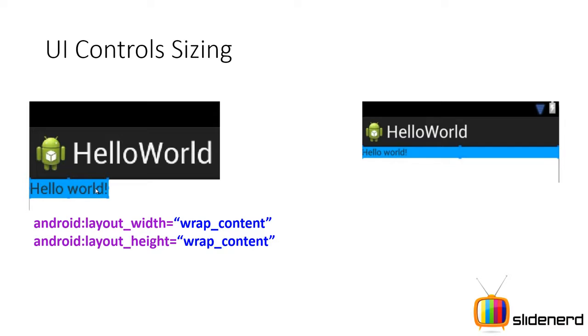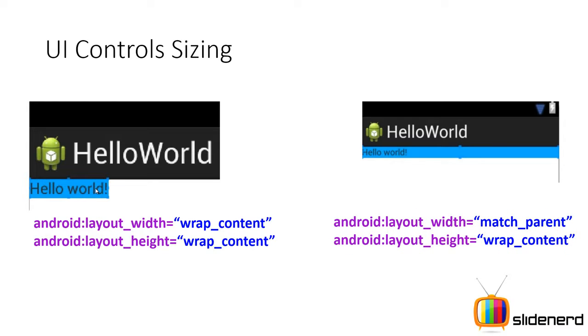Now if you see the second case, you guys can probably figure out what is going on. Your hello world is fully wide, right? It takes the full width of the screen, but height wise it is still small. You can do that by saying layout width is match parent and layout height is wrap content. In this case, the height is not greedy at all.